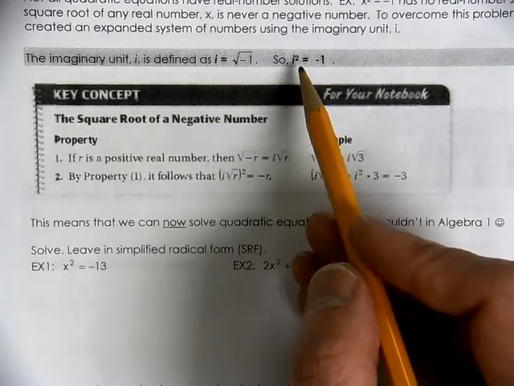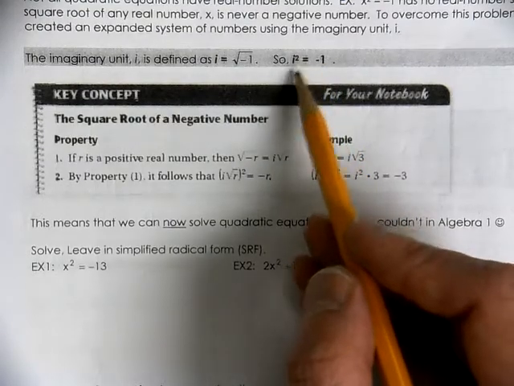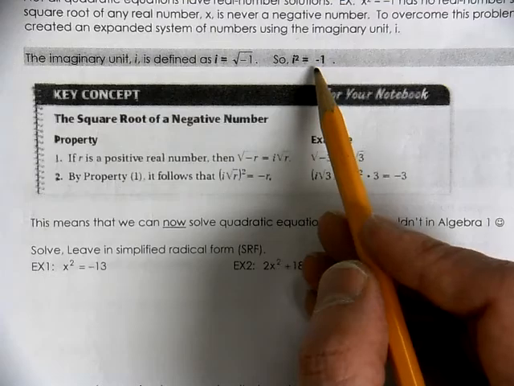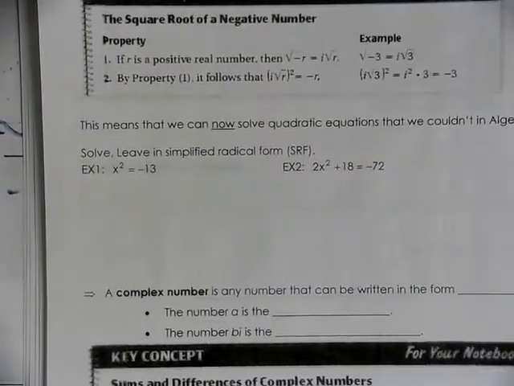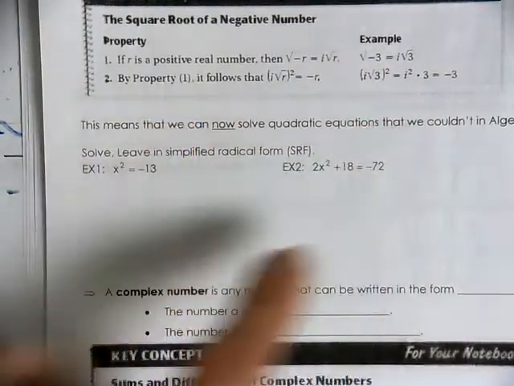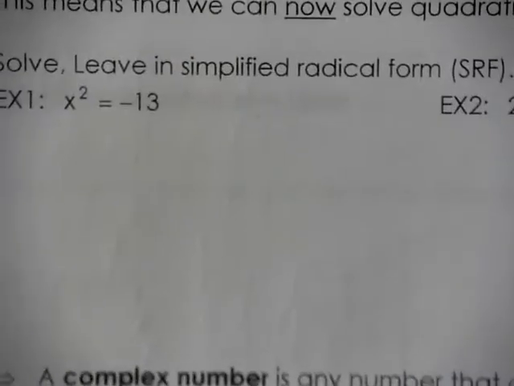We'll talk more about when we square i, what do we get? When we square i, we're going to get the value of negative 1. So we'll jump down here. Here's a couple of examples of that. But we're going to jump down here and solve our first problem.